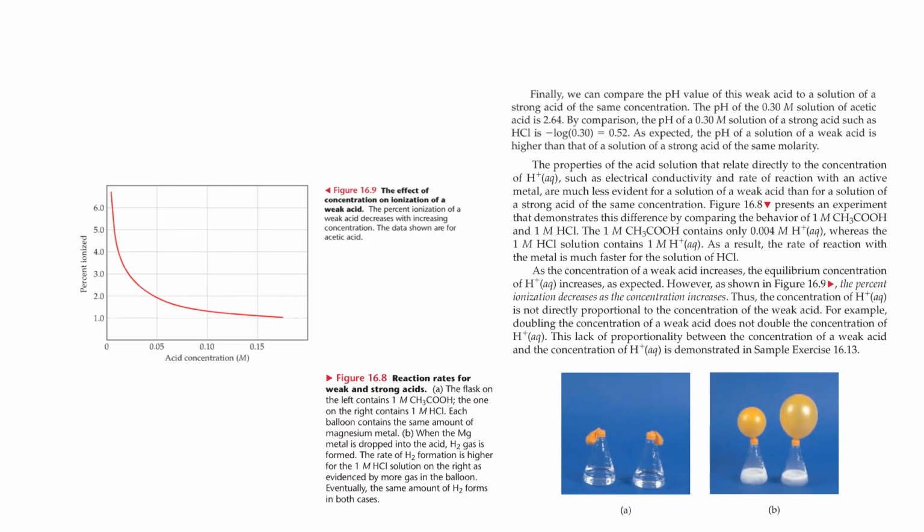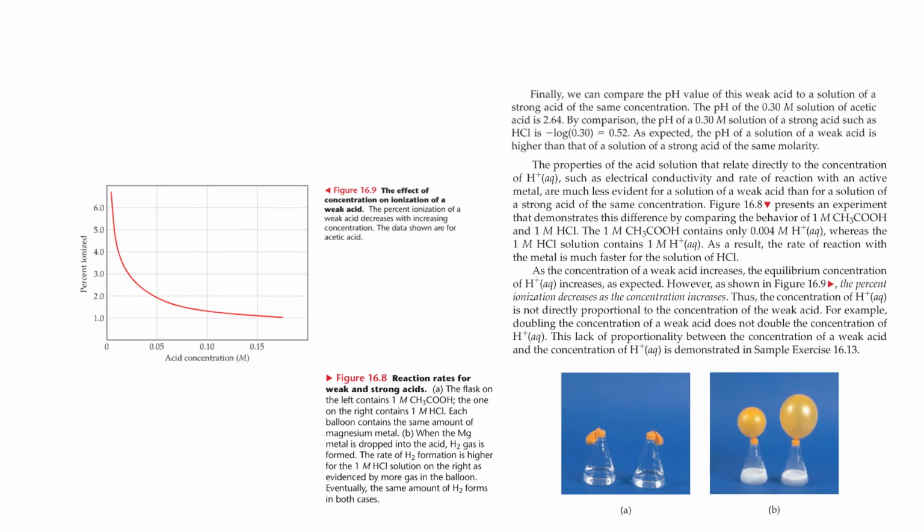Finally, we can compare the pH value of this weak acid to a solution of strong acid of the same concentration. The pH of the 0.3 molar solution of acetic acid is 2.64. By comparison, the pH of a 0.3 molar solution of strong acid, such as hydrochloric acid, is 0.52. As expected, the pH of the solution of weak acid is higher than that of the solution of the strong acid of the same molarity. The properties of the acid solution that relate directly to the concentration of protons, such as electrical conductivity and the rate of reaction with an active metal, are much less evident for the solution of a weak acid than for a solution of a strong acid of the same concentration.